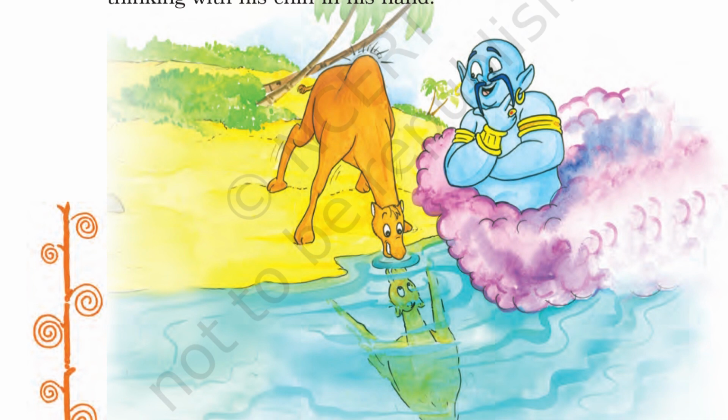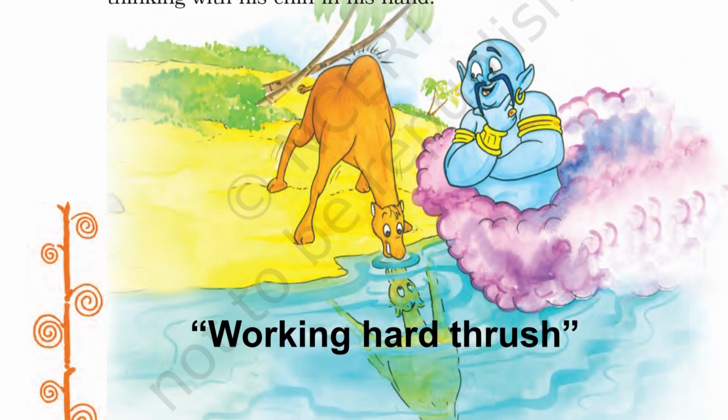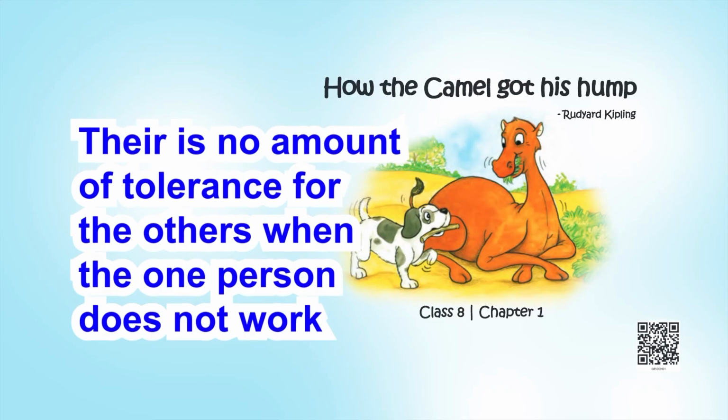So the eventual story of how the camel gets its hump is the way the author has carried through the story along with the proverb of working hard for us. Coming to the third point of our analysis, the entire fable has been constructed from the point of view of a society in real. And when you consider the society in real in comparison with this fable, you can see that there is no amount of tolerance for the others when one person does not work.